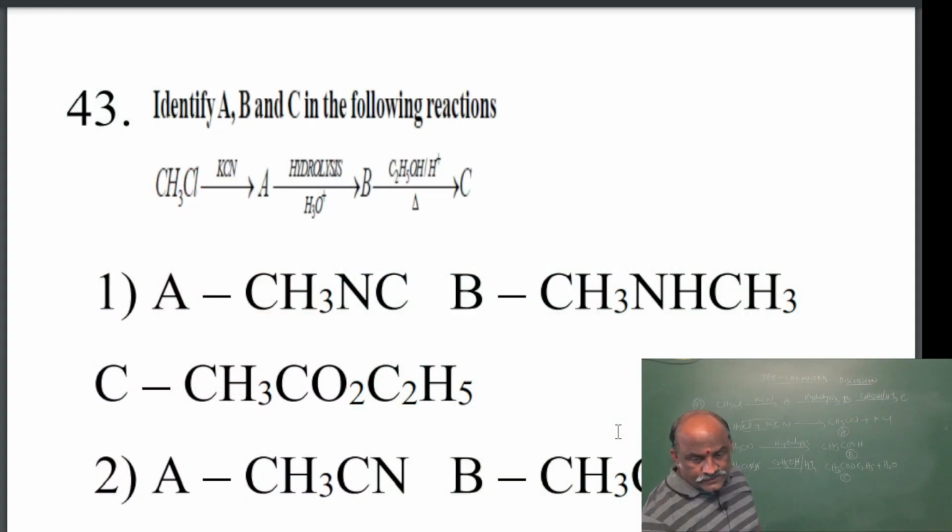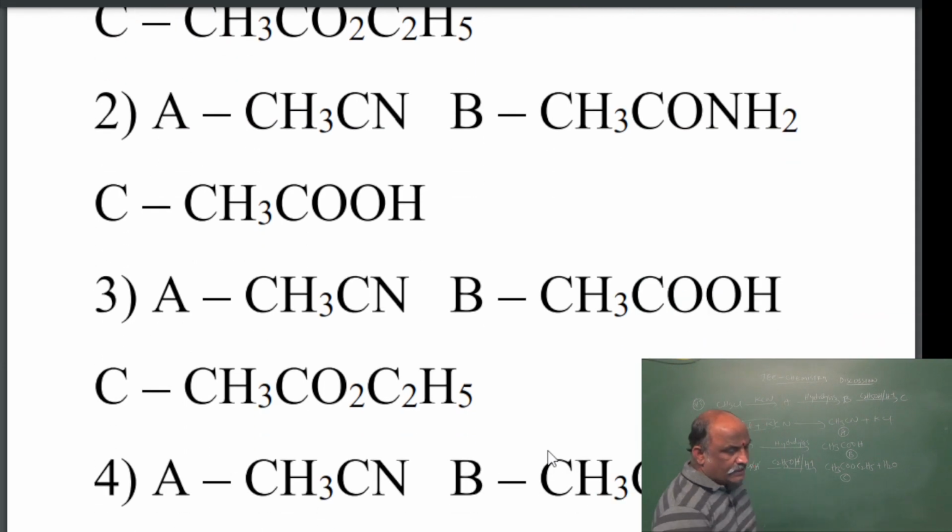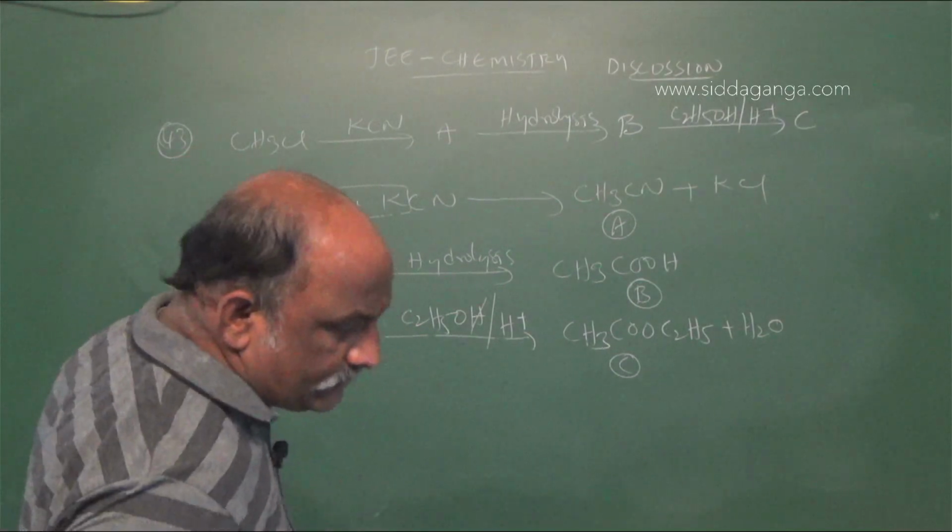We will go with the options. That is the third option. A is CH3CN, B is CH3COOH, and C is CH3CO2C2H5. That is the right answer for question number 8, option 3. Next.